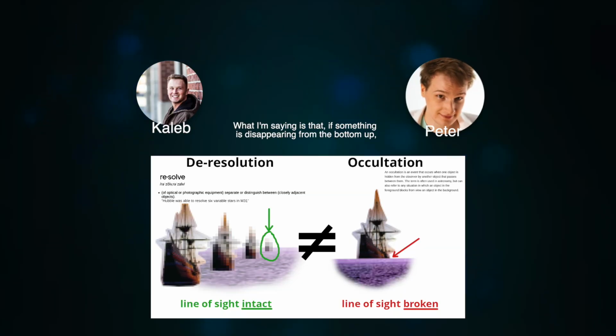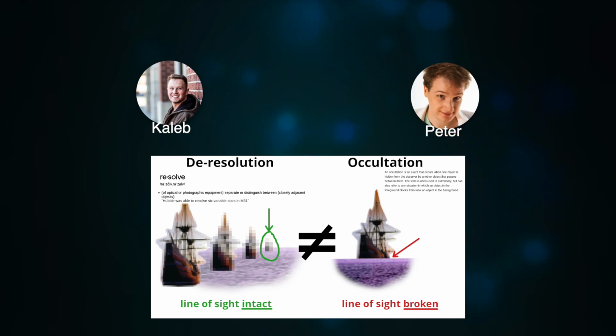What I'm saying is that if something is disappearing from the bottom up so that the bottom half is obscured while the top half is still larger than the grain of resolution of your image, what that means is that something has to be blocking the line of sight between you and the bottom of the object. There is no other physical way that can happen.